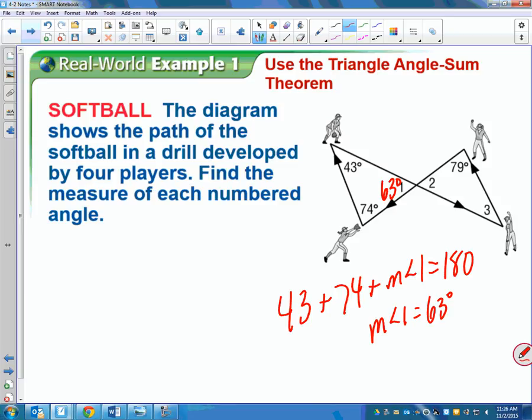So Sydney, tell me another angle I can find now, if I know angle 1 is 63. Angle 2. How do you find the measure of angle 2? So what does the measure of angle 2 equal? 63, because of vertical angles, right? And if you were trying to justify your steps, which it doesn't say, but that's because of vertical angles. So that means this is also 63. So, Grace, how do I find angle 3 now?